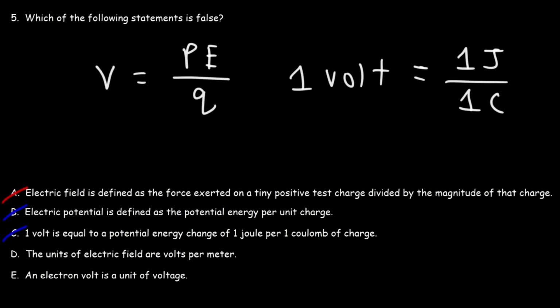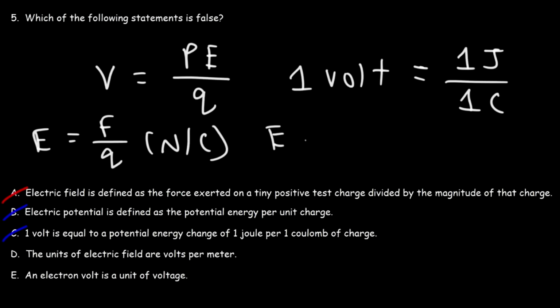Now what about D? The units of electric field are volts per meter. Now, there are 2 units of electric field. We said that electric field is force per unit charge. So it has the units newton per coulomb.